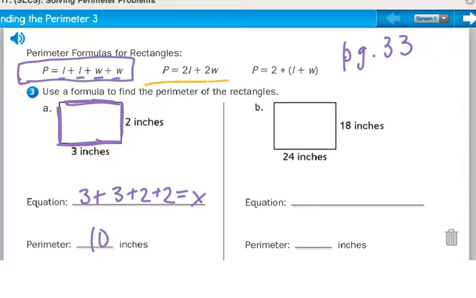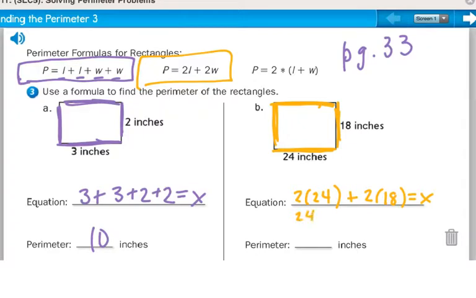Another way, I'll do this one in yellow, is to take 2L, which just means 2 of the length, 2 times L plus 2 times W. So if I look at the length, we have 2 that are 24. In order to figure out the perimeter, we take 2 times 24 plus 2 that are 18. That would give me the perimeter, or the distance around.